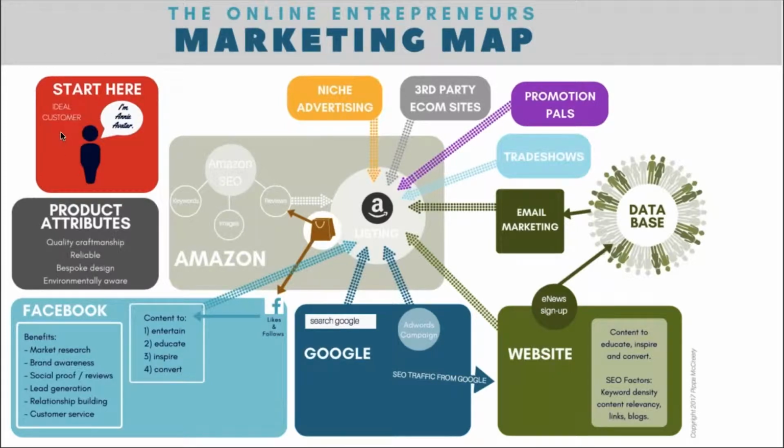So your ideal customer is really important, knowing who you're targeting, obviously, and then from that, looking at what your product attributes are, and making sure your product attributes meet the needs of your customer. So if you've got someone that values reliability, then your product needs to be reliable. Or if they're environmentally conscious people, your product needs to not be a high waste product, or whatever. It has to meet their needs.